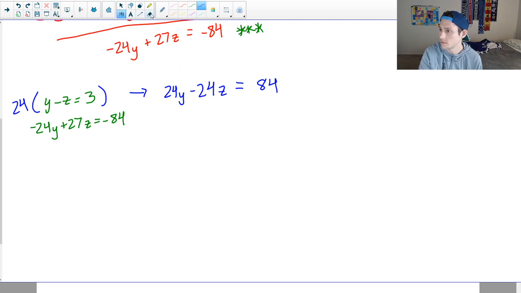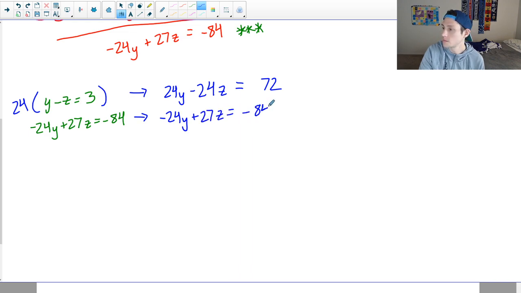No, not 84. Told you, my mental math. Right, 20 times 3 would be 60, 4 times 3 would be 12, 72. I don't know what I'm thinking. I've been off today. Okay, the second equation I can keep the same.